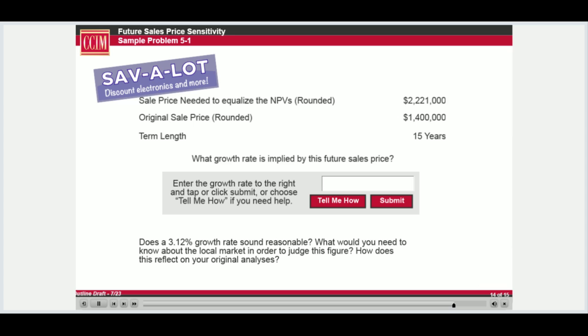Now we can compare the new sales price to the original purchase price. Is this price reasonable? Is it rational? Using the time value of money on the CCIM financial calculator, calculate the growth rate required to reach the sales price point of indifference. Enter your answer or click Tell me how for help before you continue.